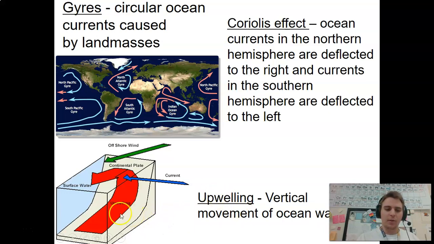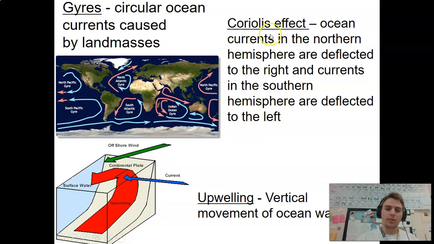Okay, there's upwelling. This is vertical movement of ocean water. This is when it hits a continental plate, it'll go all the way up, blast its way up like that, and that'll kick it back the other direction, causing currents as well. Or any wind that is pulling the surface water away, you're going to see that the ocean water is going to be pulled up to fill the space. Okay, which should make sense.